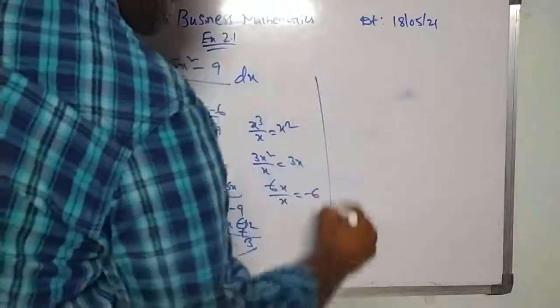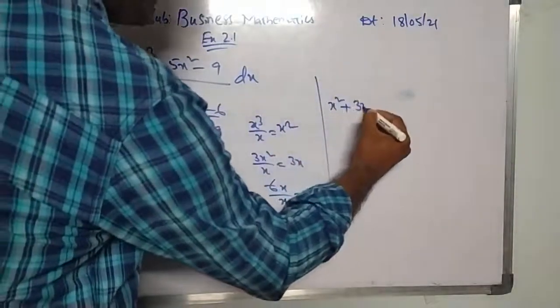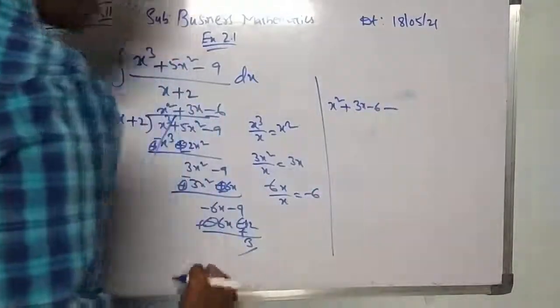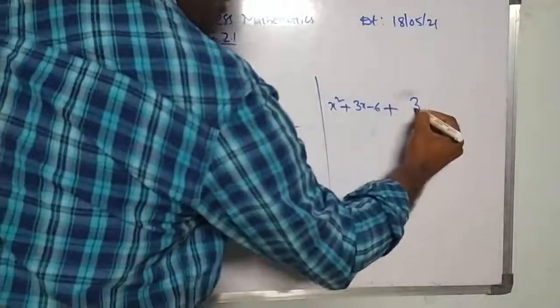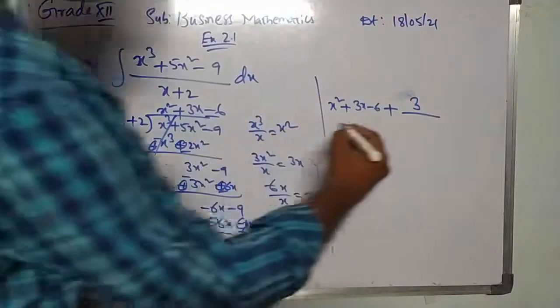Now this can be written as x square plus 3x minus 6. What is the remainder here? 3 divided by x plus 2.